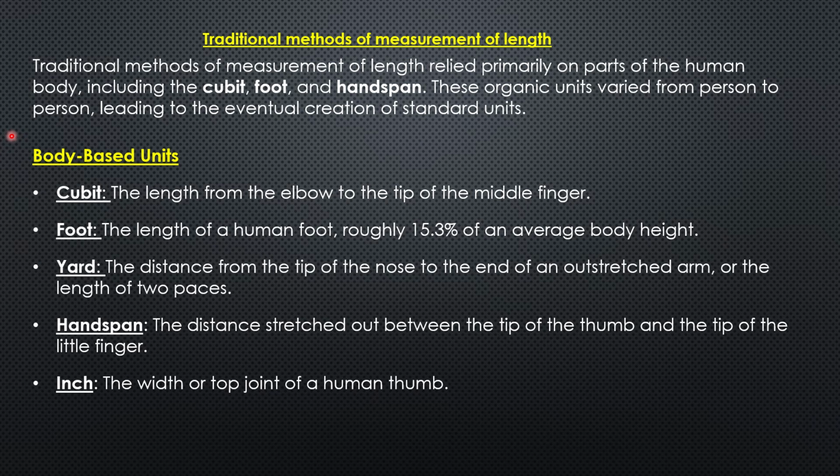In earlier times, measurement was done using body-based units. These are some examples. Cubit, the length from the elbow to the tip of the middle finger. Foot, the length of a human foot, roughly an average body height. Yard, the distance from the tip of the nose to the end of the outstretched arm. Handspan, the distance stretched out between the tip of the thumb and the tip of the little finger. Inch, the width of the top joint of a human thumb.